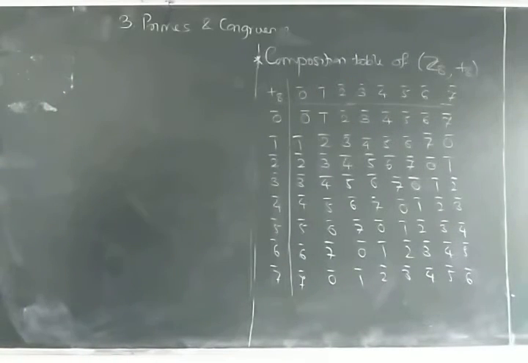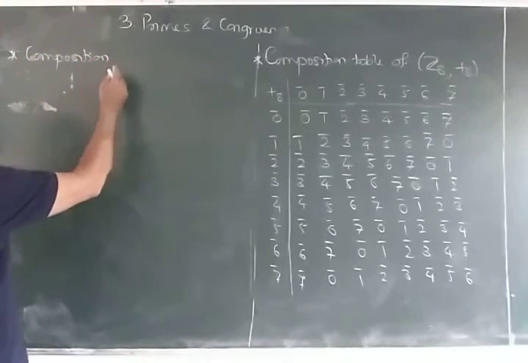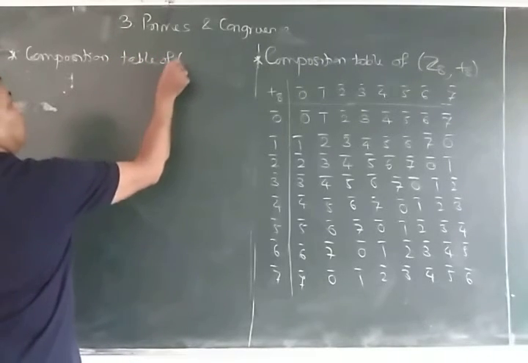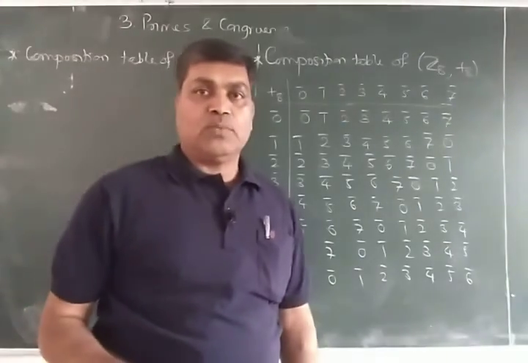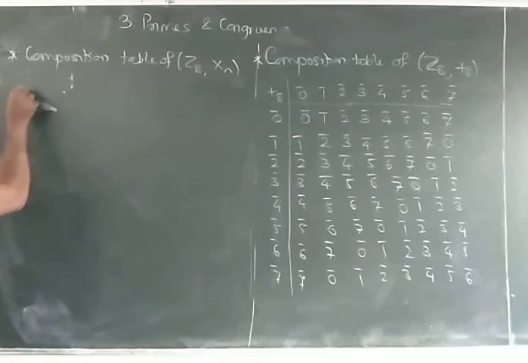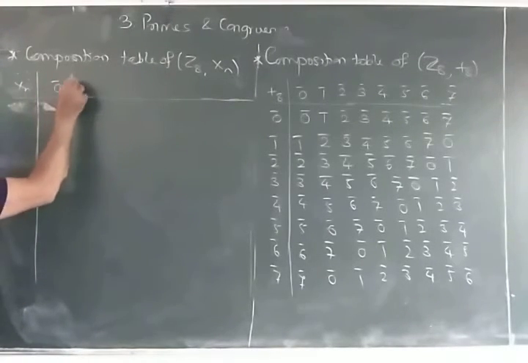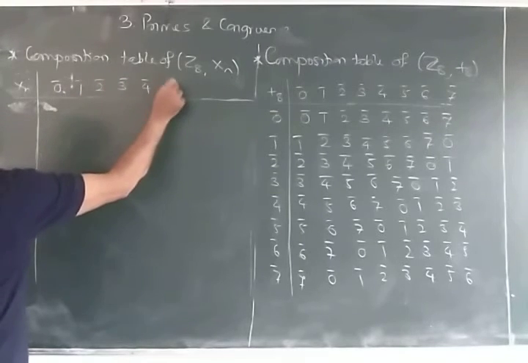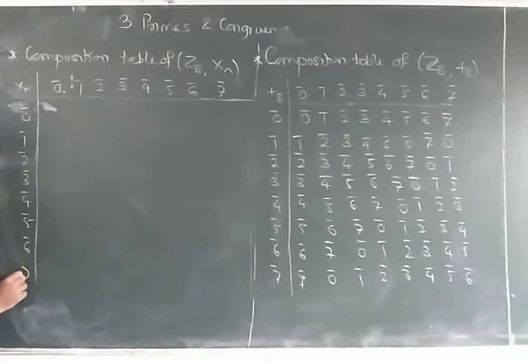Composition table of multiplication modulo 8. Composition table of Z8, multiplication modulo n. The elements are 0 bar, 1 bar, 2 bar, 3 bar, 4 bar, 5 bar, 6 bar, 7 bar, along the row and along the column.